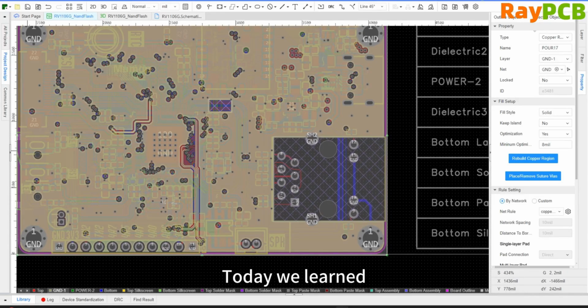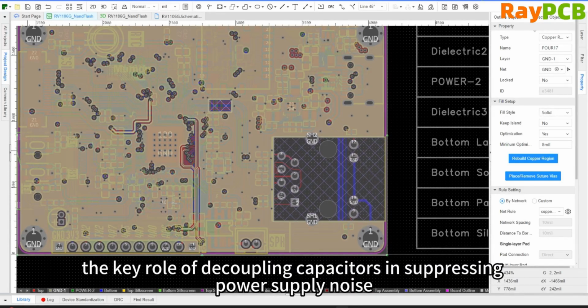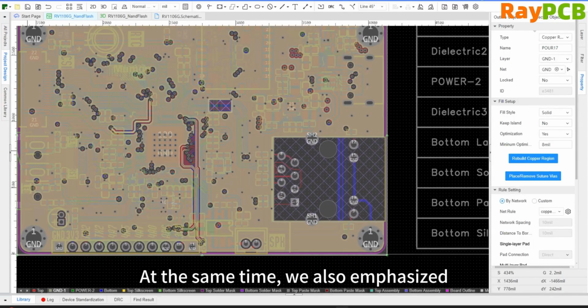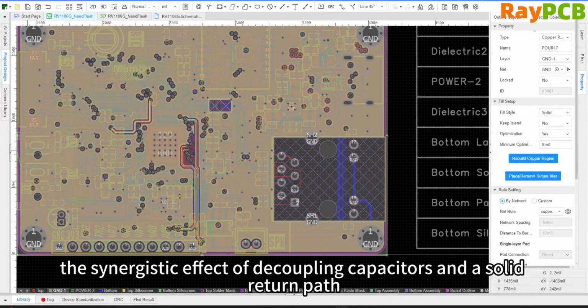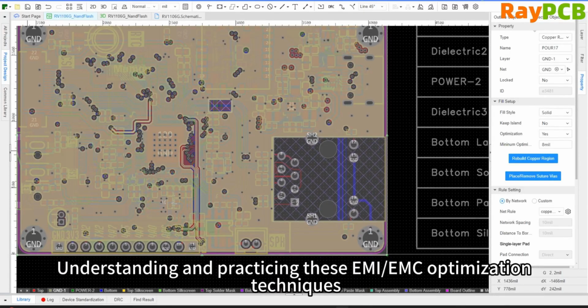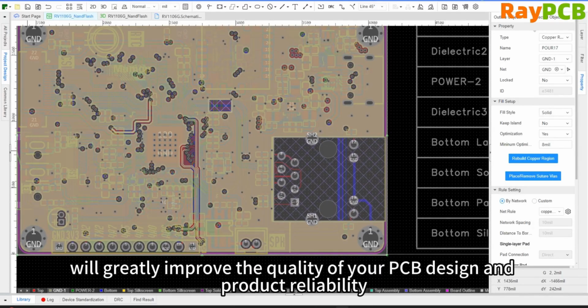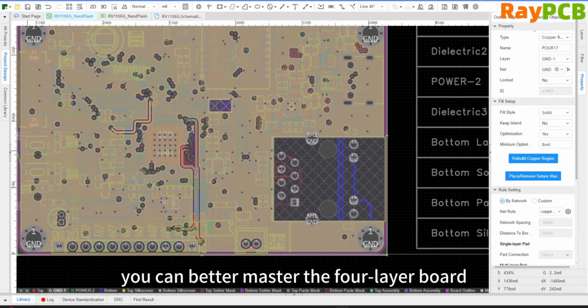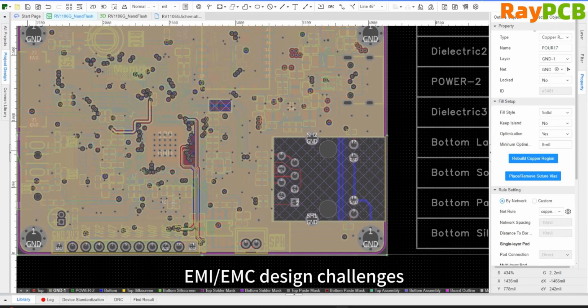Today, we learned about the key role of decoupling capacitors in low-frequency power supply noise, grasped the principles for optimal placement relative to IC power pins, and also emphasized the synergy between decoupling capacitors and a complete return path. Understanding and applying these EMI and EMC optimization techniques will greatly improve your PCB handling quality and product reliability. I hope that through the content of these 2 lessons, you will be better equipped to tackle the EMI and EMC design challenges of 4-layer PCBs.